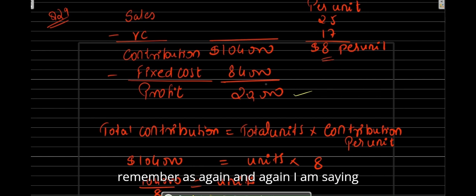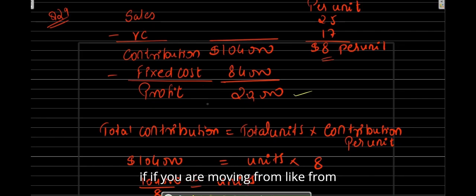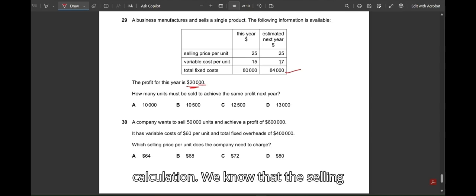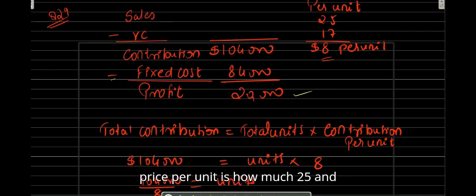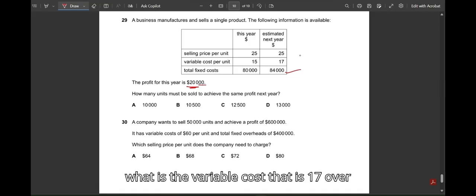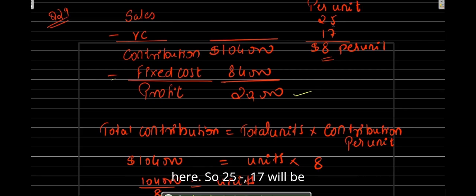So always remember, as I'm saying again and again, if you are moving from downward to upward, you will have to reverse the operation. For example, this subtraction you will need to add. So 84,000 plus 20,000 will give you 1 lakh 4,000. So this is what I got as the total contribution, 1 lakh 4,000. Now we just have to do a simple calculation. We know that the selling price per unit is 25. And what is the variable cost? That is 17 over here. So 25 minus 17 will be 8 per unit.